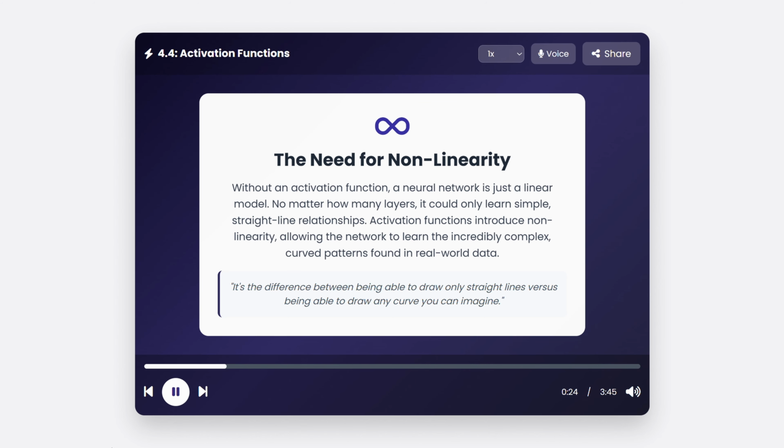So, why do we even need another function? Here's the critical reason. Without an activation function, no matter how many layers you stack, your entire neural network would just be a very complicated linear model. It would be no more powerful than simple linear regression. Activation functions introduce non-linearity, which is the secret ingredient that allows networks to learn the incredibly complex, curved patterns found in real-world data like images and text.